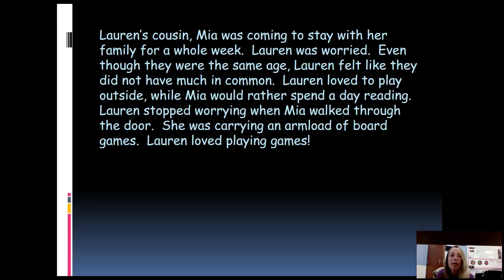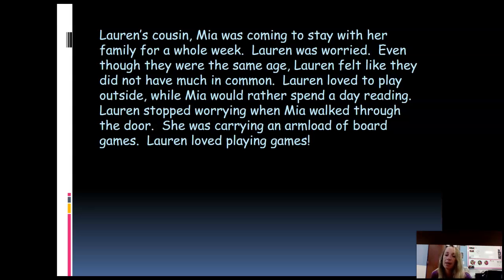All right, next story. Lauren's cousin Mia was coming to stay with her family for a whole week. Lauren was worried. Even though they were the same age, Lauren felt like they did not have much in common. Lauren loved to play outside, while Mia would rather spend a day reading. Lauren stopped worrying when Mia walked through the door. She was carrying an armload of board games.